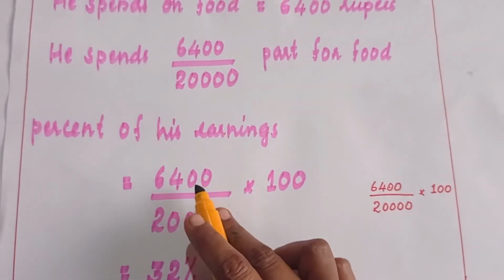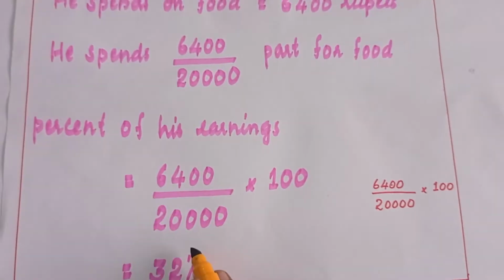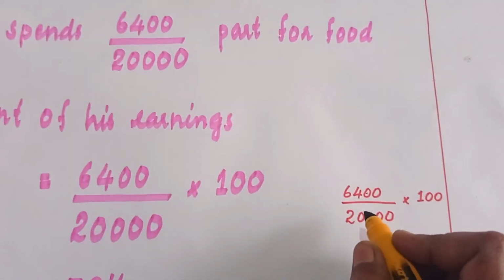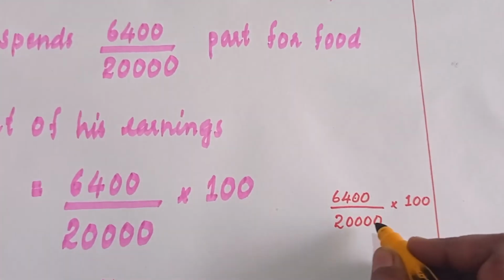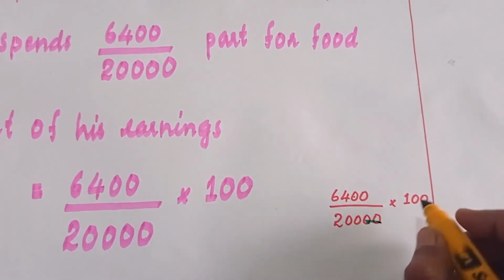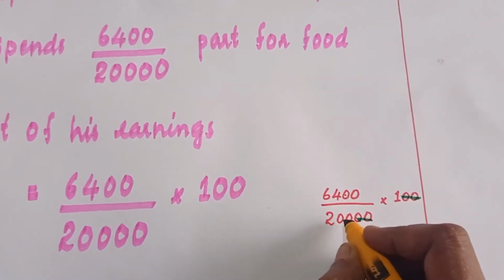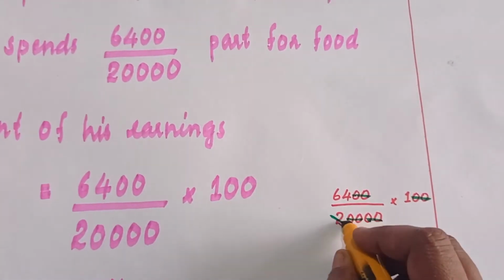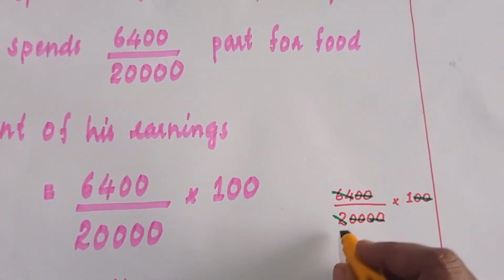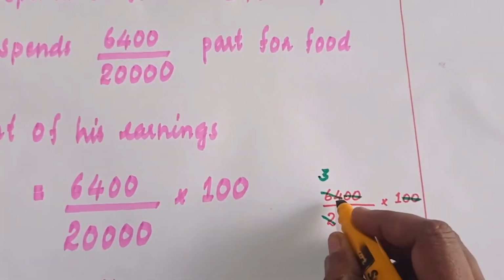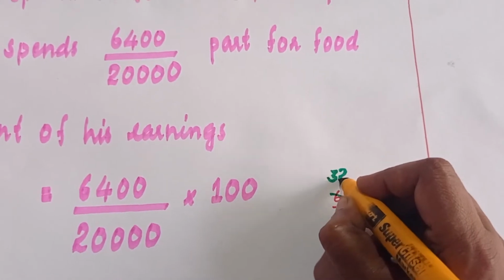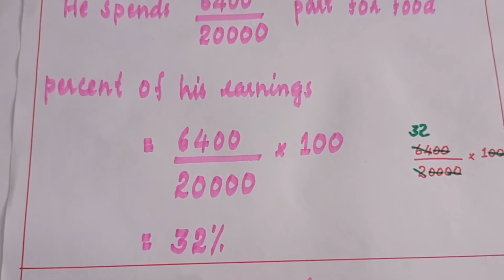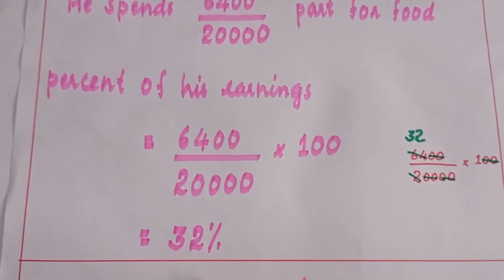That is 6,400 by 20,000 into 100. Cut these 20 and 20, and also 20 and 20. 64 divided by 2, then 6 divided by 2 is 3, and 4 divided by 2 is 2. Then 32. So the percent of his earnings is 32%.